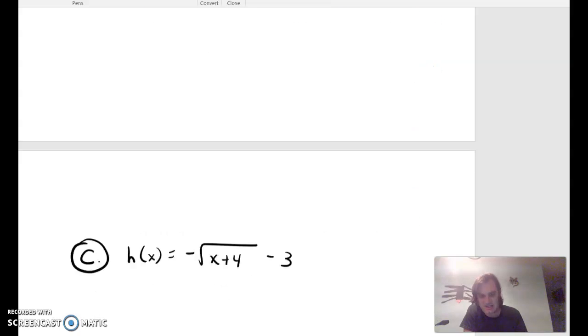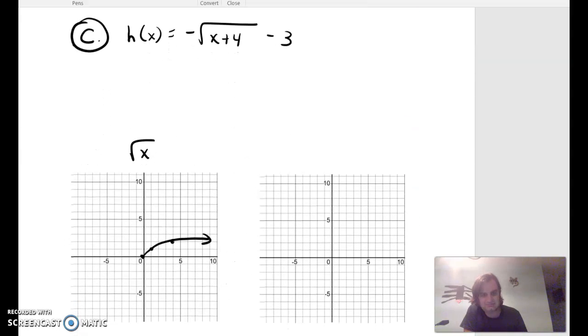Okay. Our last one, C. h of x equals negative square root of x plus 4, and then outside of that minus 3. So the parent function is square root of x, so I have that graphed. So let's see what else is happening. So x plus 4, that's under the square root, so that's going to send it left 4. The negative outside the square root is going to reflect over the x-axis. And then the minus 3 is going to make it down 3.